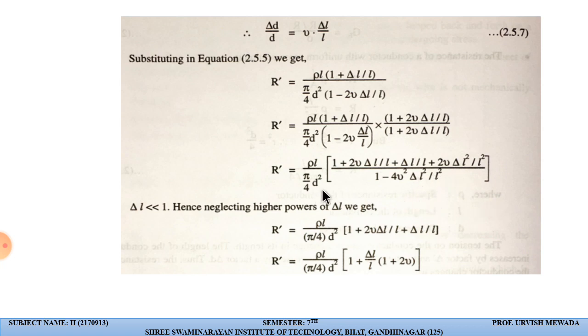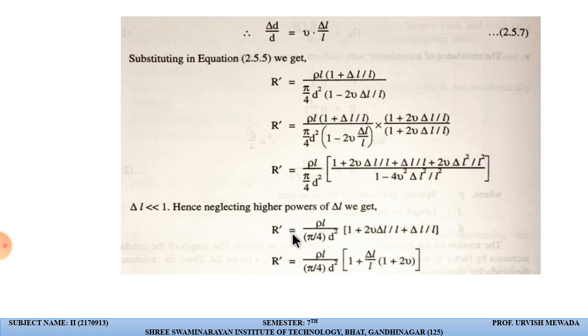So as we know that delta is very small, or we can say it is less than or equal to 1, so we can neglect it over here. So we are neglecting the delta L term over here. Neglecting the higher power means the higher power of delta L is delta L square, so the delta L square term we are neglecting from this equation.